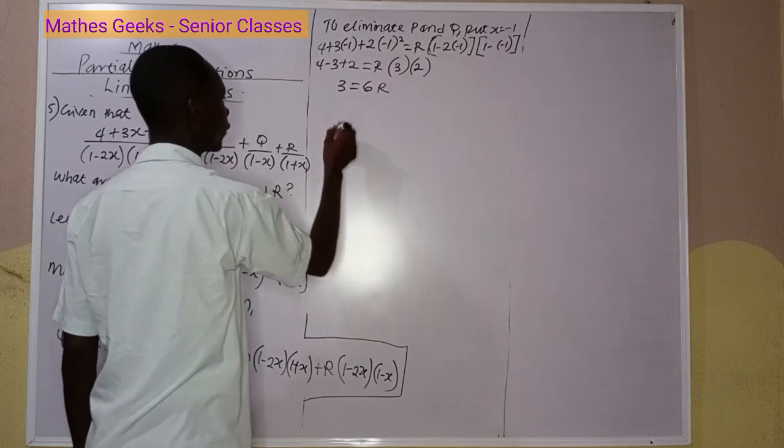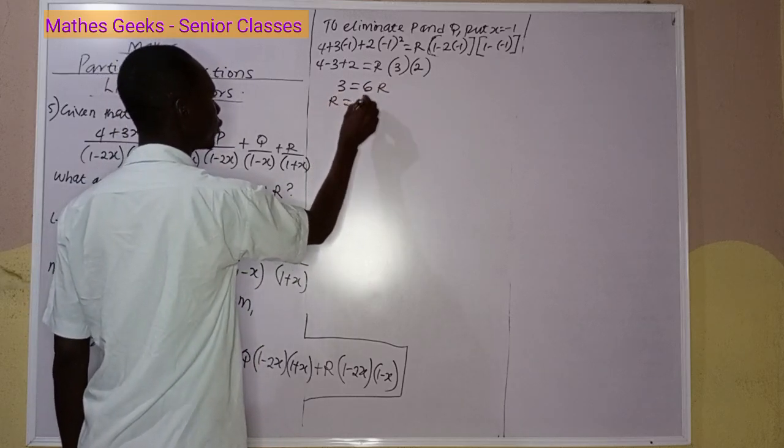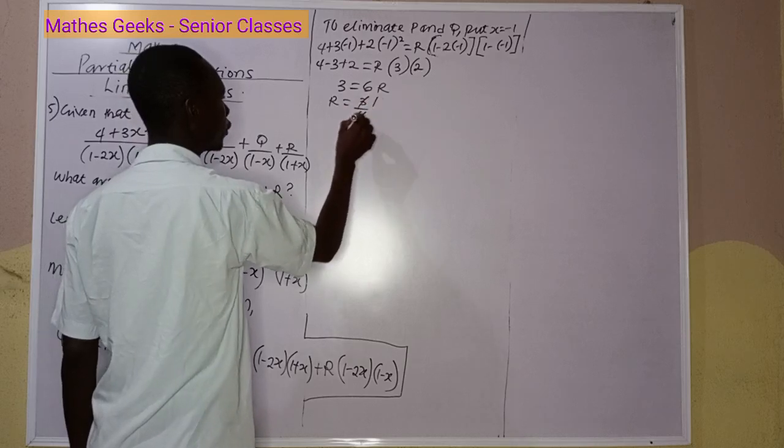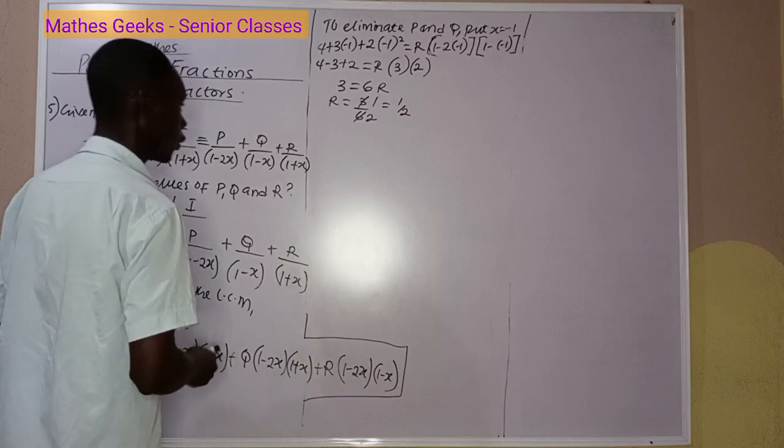That gives me 6r. So divide both sides by 6. r is equal to 3 over 6, which is equal to 1 over 2. So our value for r is 1 over 2.